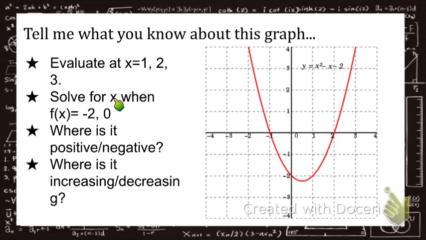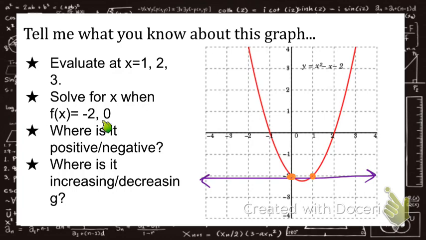Then alternatively, solve for x when f of x equals negative 2 and 0. So that literally is asking: if I draw a line here, what x values would make this function equal negative 2? I've drawn a line here at y equals negative 2, and I want to know where it crosses the red quadratic function. It crosses here at 0, and right here at 1. So the 2 x values that would make this function equal negative 2 are 0 and 1.